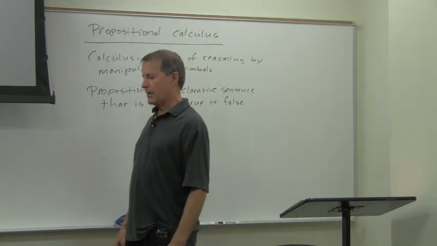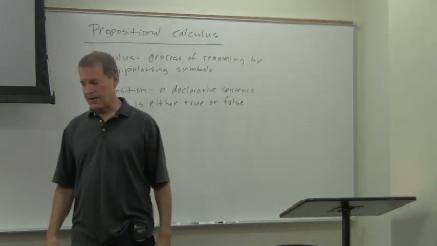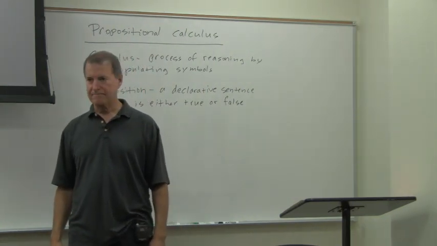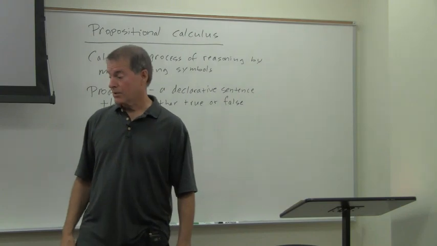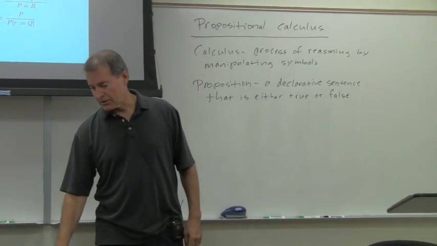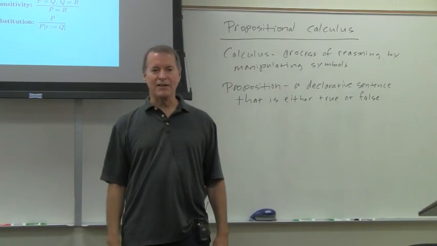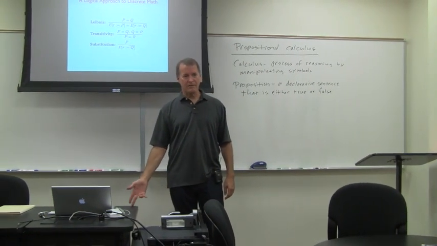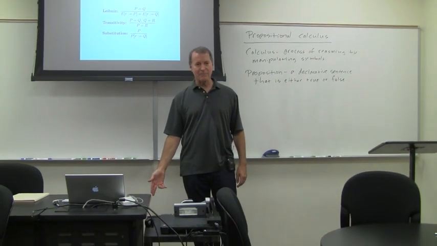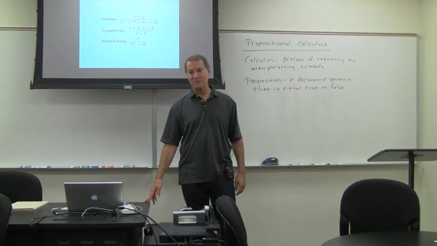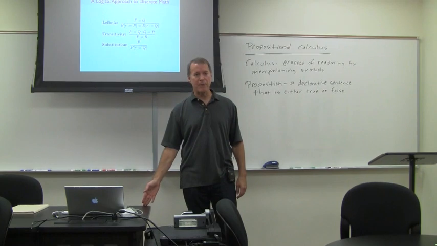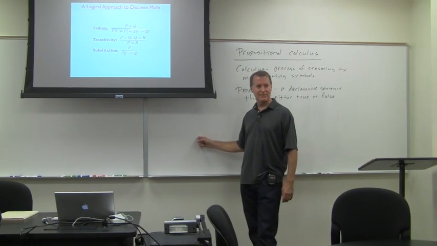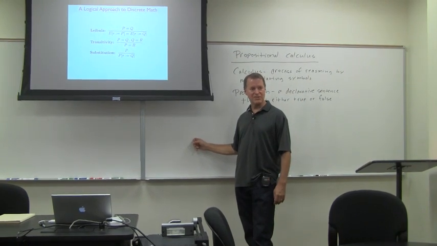Here's a declarative sentence. Aren't questions not declarative? Correct, they are not. So for example, here's a declarative sentence: this table is red. It has to end with a period. That is a statement that is either true or false. It happens to be false, but it is a proposition. This board is white. That is a proposition because it's either true or false.